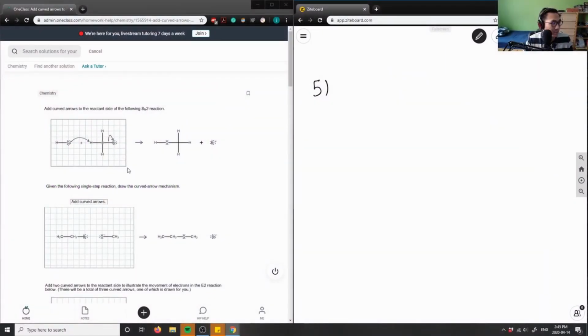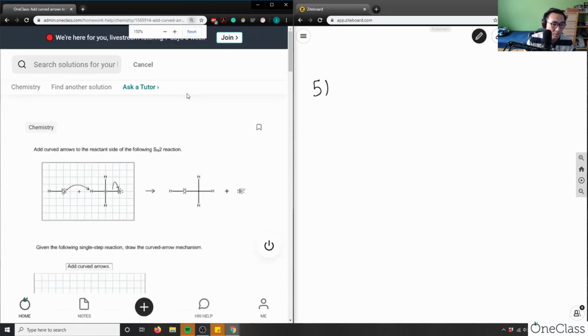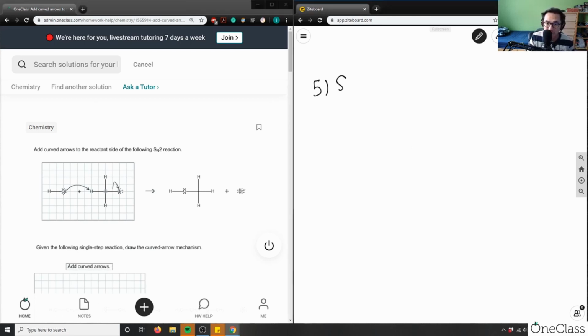This is a new question here. It says add curved arrows to the following SN2 reaction. You can't really see the SN2, so maybe I'll zoom in. So it says add curved arrows to this SN2. So we know it's an SN2 reaction, so that's good. We have to figure out how we're adding our curved arrows.